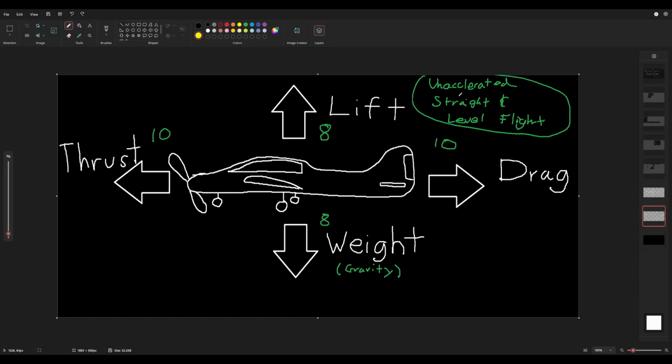But that's going to conclude today's discussion on the four forces of flight with the concepts of forces and Newton's 3 laws of motion.